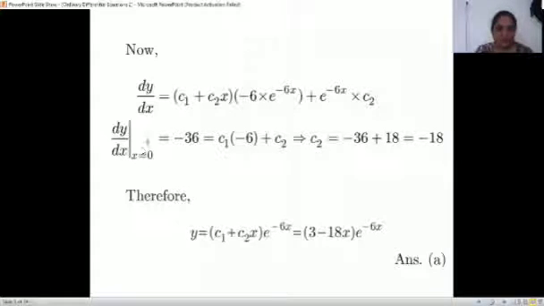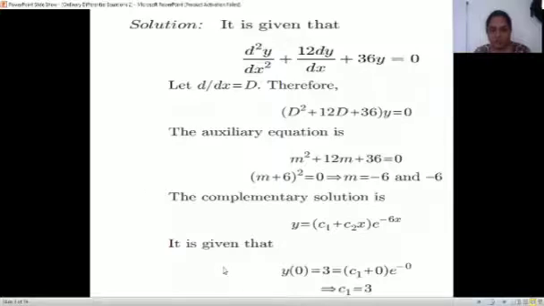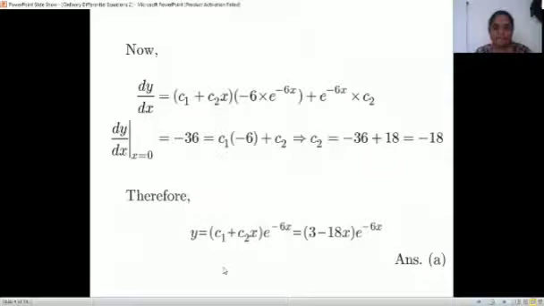But we know that at x is 0, dy by dx is minus 36. It is given to you. So putting all these values in the above equation, we get c2 is equal to minus 18. Therefore, its solution is y is (c1 plus c2x) into e raised to minus 6x, where c1 is 3 and c2 is minus 18. So your correct answer will be option A, (3 minus 18x) e raised to minus 6x. Or we can also go in the reverse way, whatever you want.